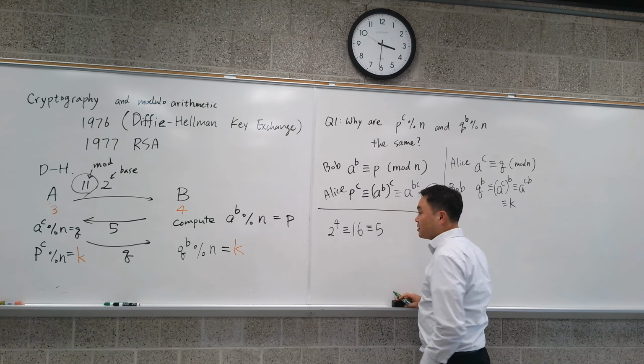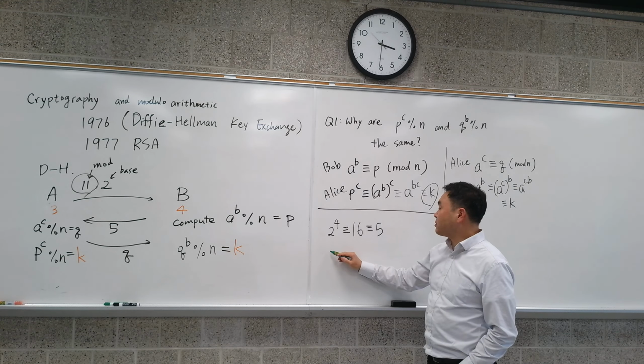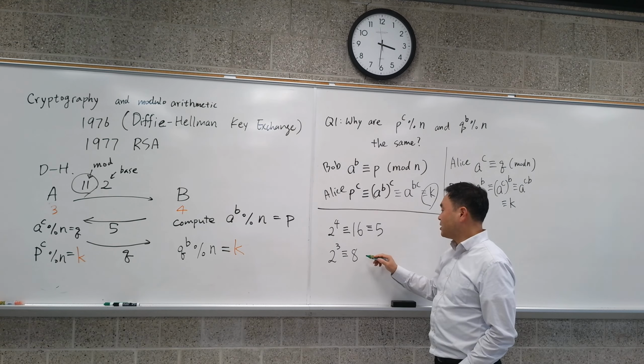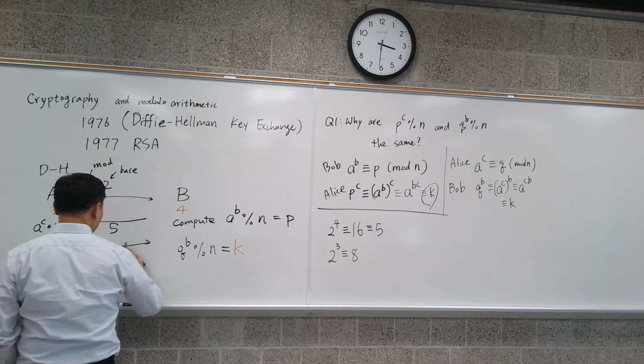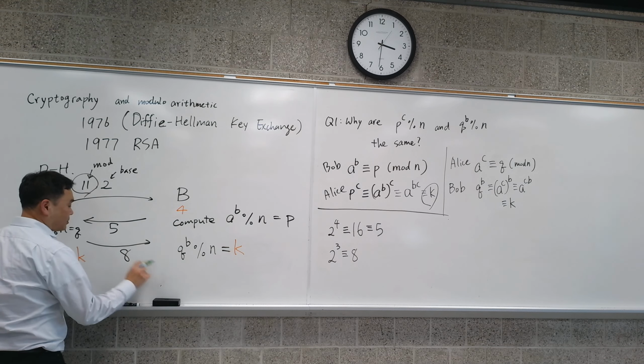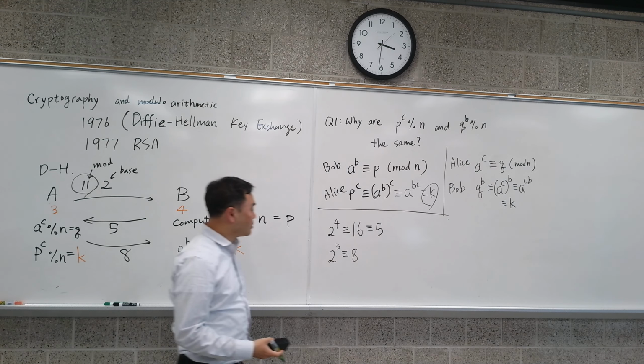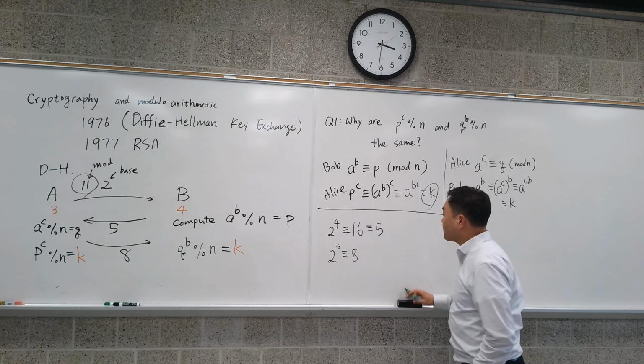And then if you have 2 to the 3rd power, which is 8, and that's just 8. So Alice is going to pass to Bob 8. Okay.